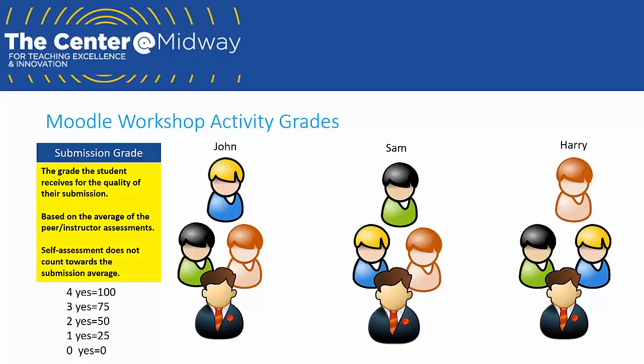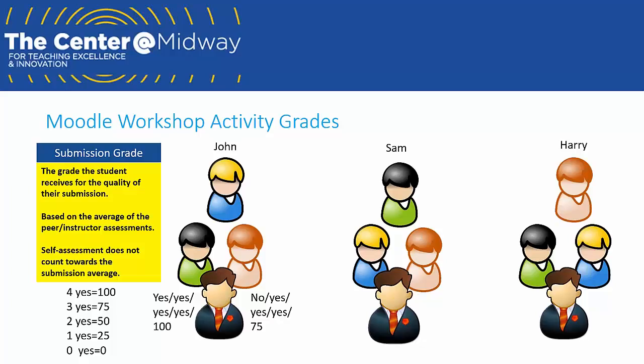If John gets 4 yeses, he'll get a 100. If he gets 3 yeses, he'll get a 75. 2 yeses, he'll get a 50. 1 yes, he'll get a 25. And no yeses, he'll get a 0. So Sam does his assessment, and he gives John a 100%. He says John has included everything that he's supposed to.